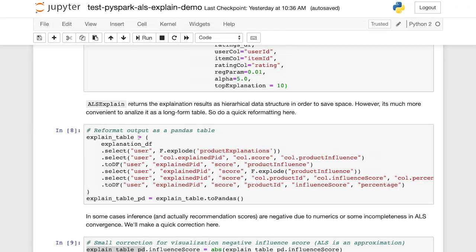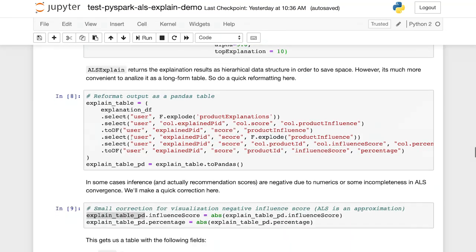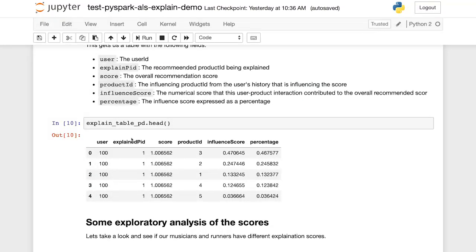It's a hierarchical data structure. We might think about changing this to just being the table in the code, but we do this to sort of save space. But in any case, since it's helpful, this is finally what you get out. So what this is saying is basically for user 100 and his recommendation on item 1, his overall score was 1.00 something. And then the product contribution from product 3 had a 0.47 contribution to that. And then this is expressed as a percentage over all of them. And so from here, that's where we get our influence scores.